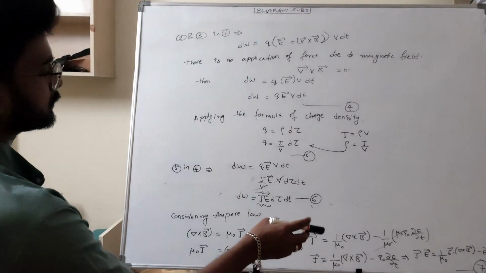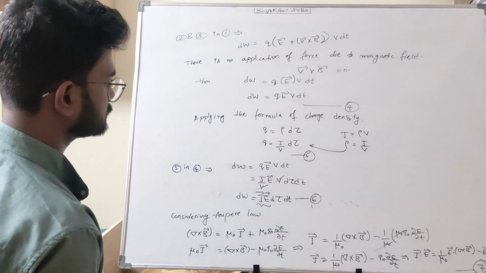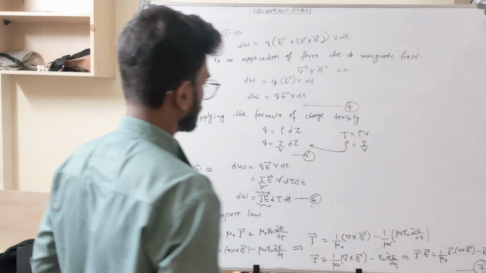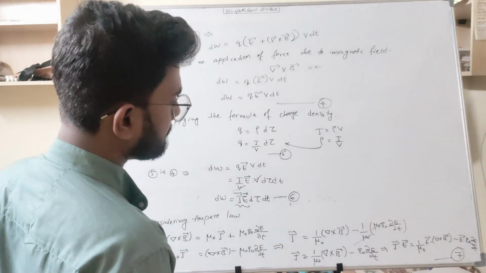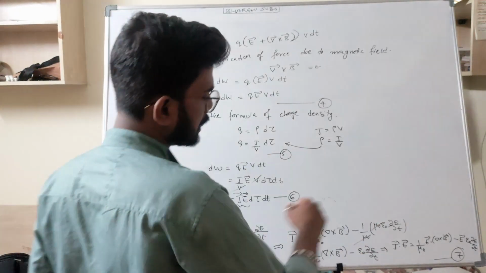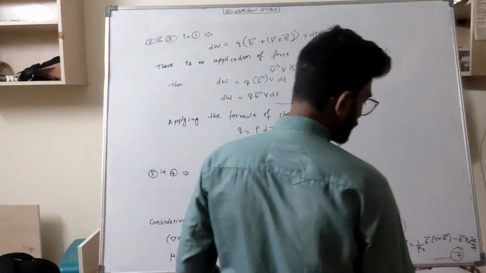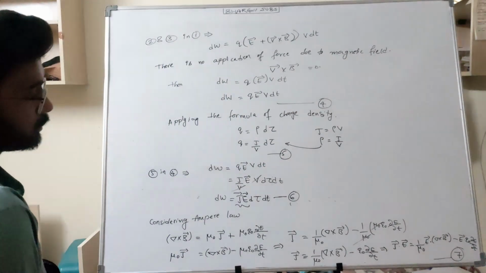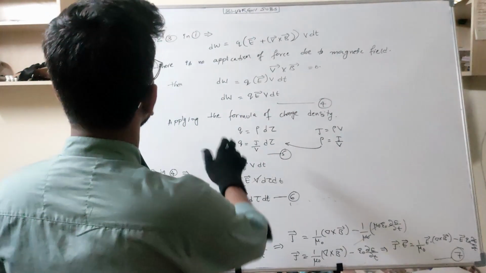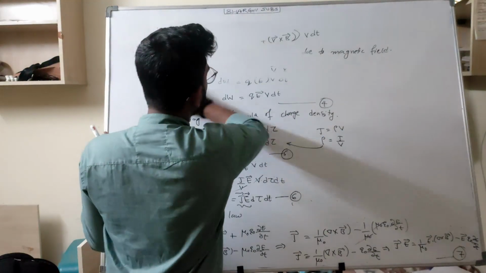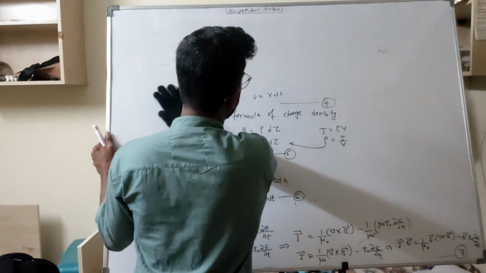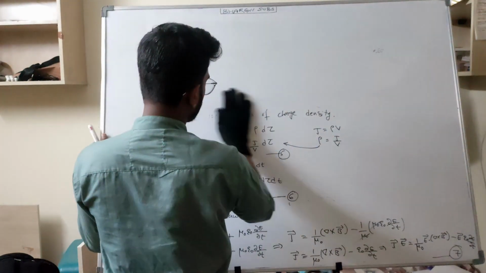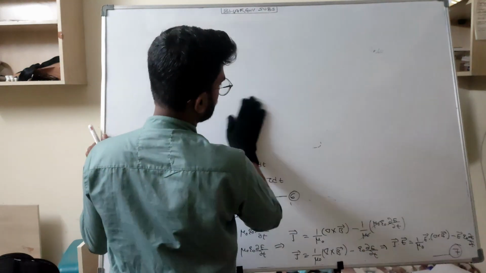Now I have to substitute 7 in equation 6. Correct? Yeah, let us do that. I got equation 7 now. In that, what was there? E bar dot del cross B bar was there. So I want to find that value first. I want to find that value, then I will substitute in place of that, and after that I will substitute it in the work done place.